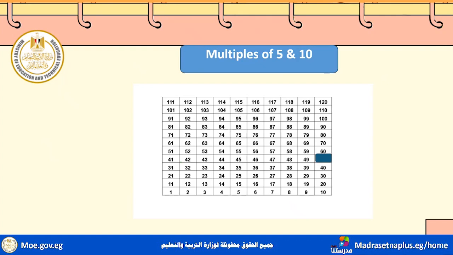This is called multiples of 5. Multiples of 5 means you can skip by 5, or you can jump 5 steps each time, and so on. Let's go.